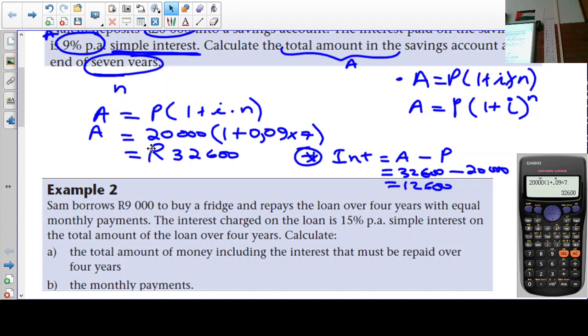Is there any confusion? You all okay with this? Let's look at number 2.